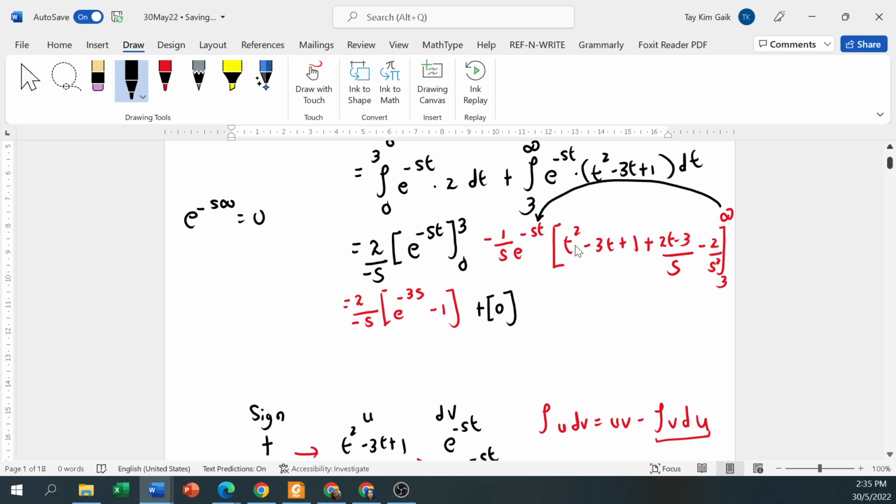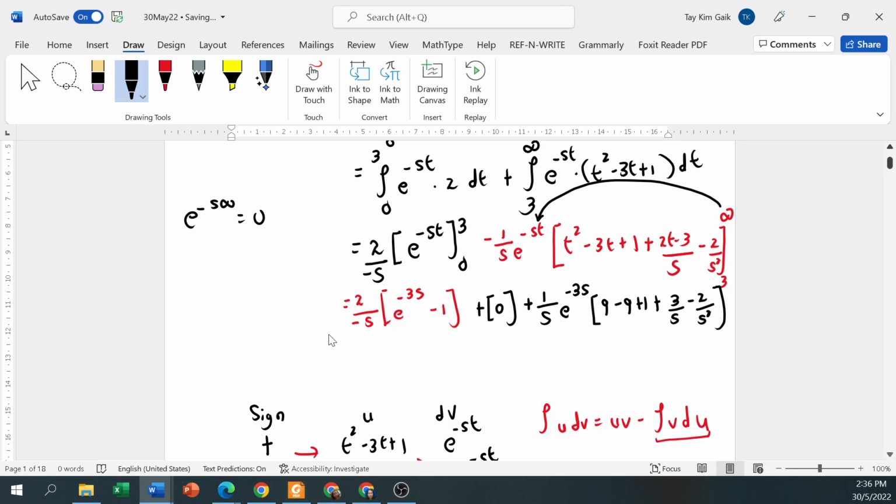The second term is minus the lower limit, so minus negative 1 over s, we get positive 1 over s, because minus with negative 1 over s, then t is 3, so exponent negative 3s. Plug in t is 3, so 3 squared is 9, so minus 9, then plus 1. Plug in t is 3, so 6 minus 3, you get 3 over s, so minus 2 over s squared.